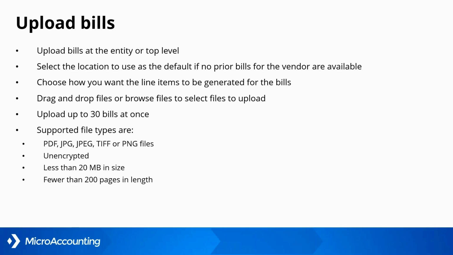Same file type restrictions are in place. PDFs, JPEGs, all those different file types must be unencrypted, less than 20 meg and fewer than 200 pages. So similar requirements, whether you're uploading them or emailing them, for those file types and different scenarios there.